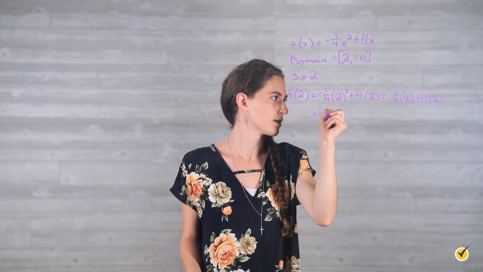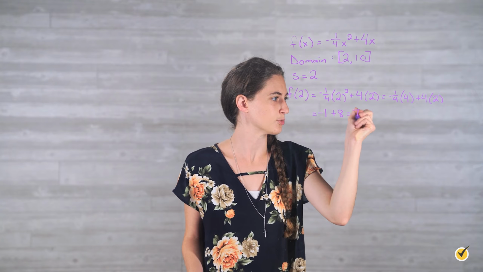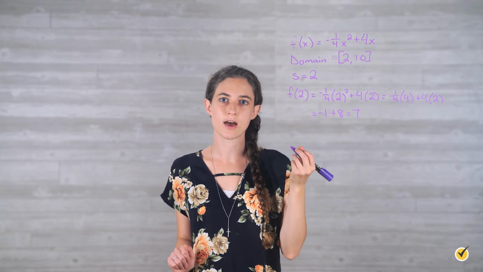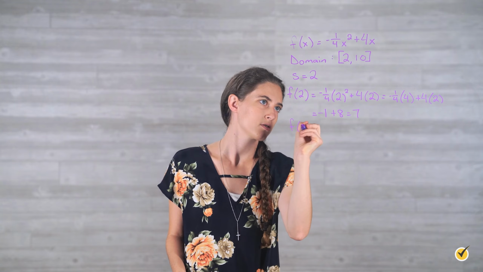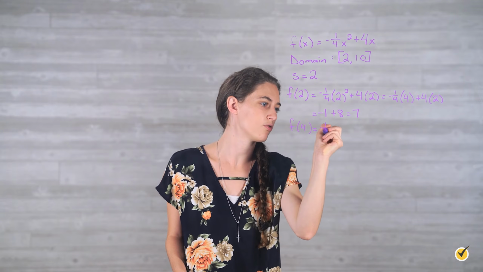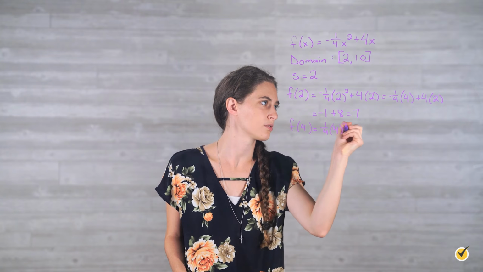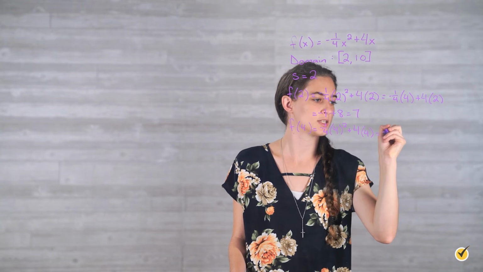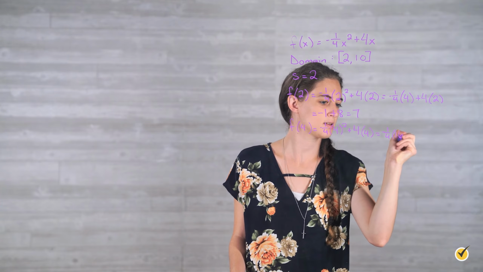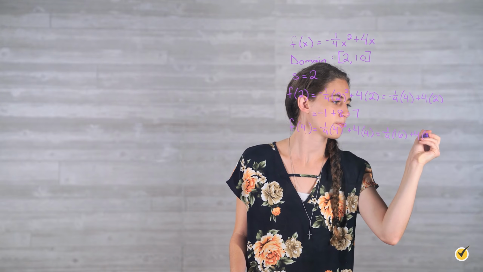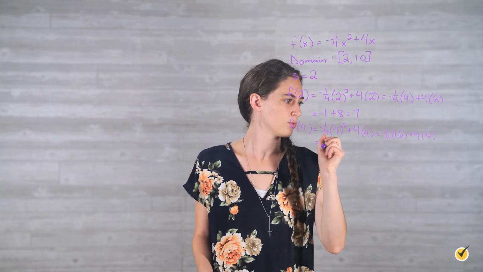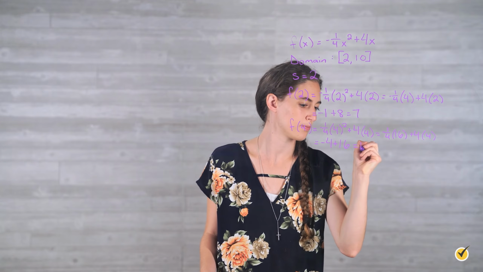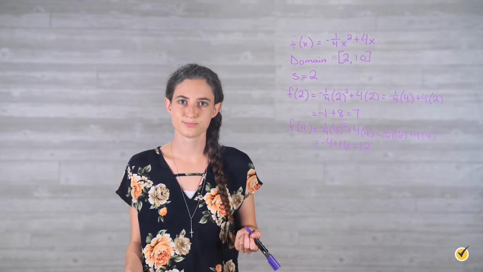Which is equal to negative 1 plus 8, which equals 7. So f of 2 is equal to 7. Now let's find f of 4. So f of 4 is equal to negative 1/4 times 4 squared plus 4 times 4, which is equal to negative 1/4 times 16 plus 4 times 4, which is equal to negative 4 plus 16, which equals 12. So f of 4 equals 12.